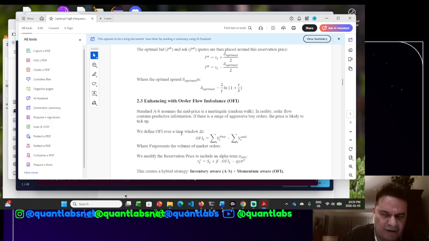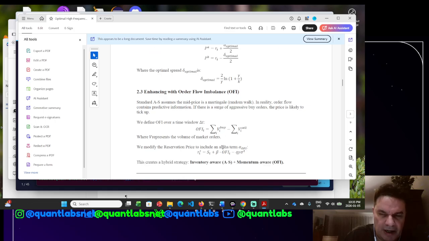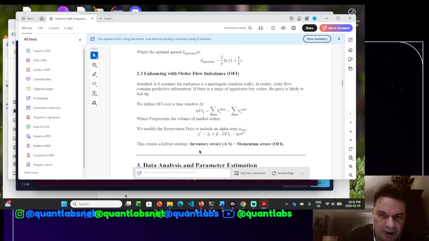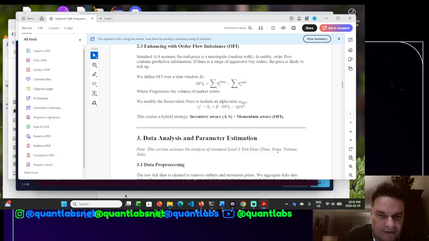The OFI, or order flow imbalance over a time window, is defined here, where V represents the volume of market orders. Modifying the reservation price with the alpha term creates a hybrid strategy, where you have inventory awareness from the AS model and momentum awareness from the OFI.